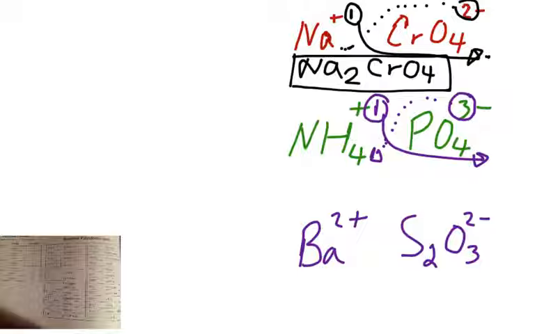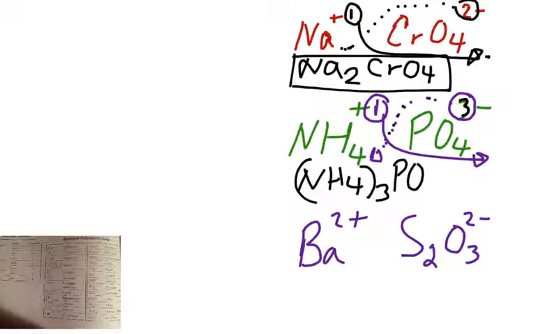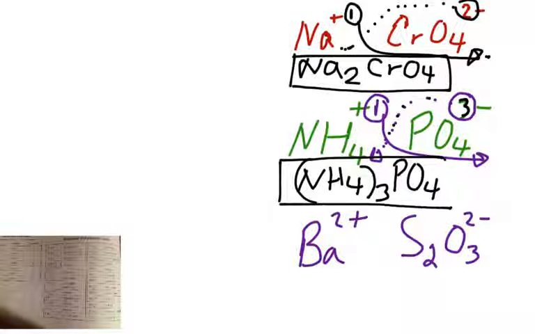So the final answer over here would simply be NH4 in parentheses with a 3. Now, why parentheses 3? This number coming down is a 3, which is 2 or higher, so we put parentheses around the polyatomic ion. And on this side, it's PO4, and you're done. So (NH4)3PO4 is your answer there.